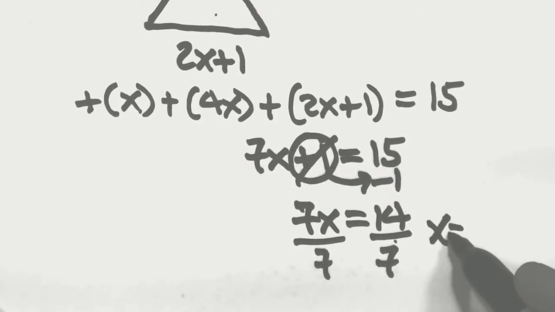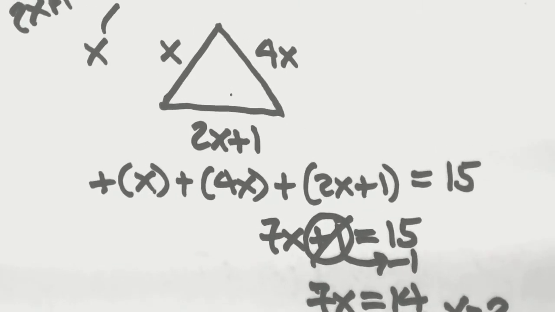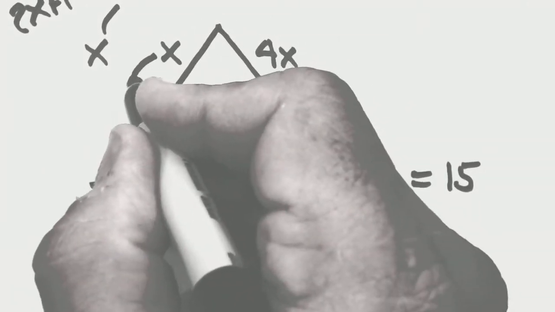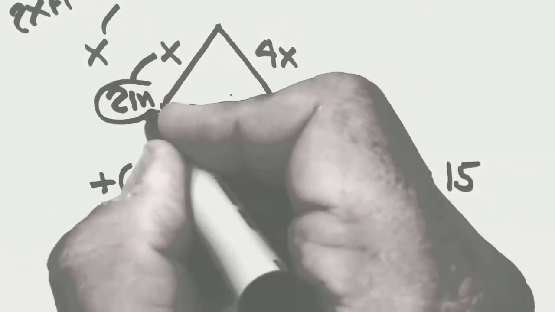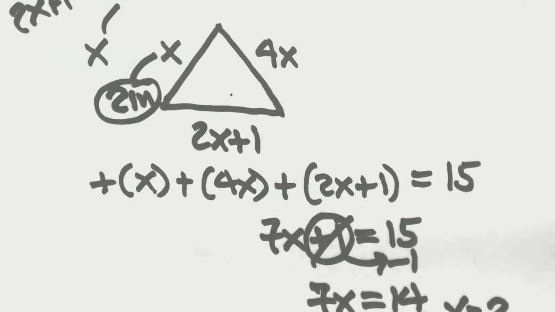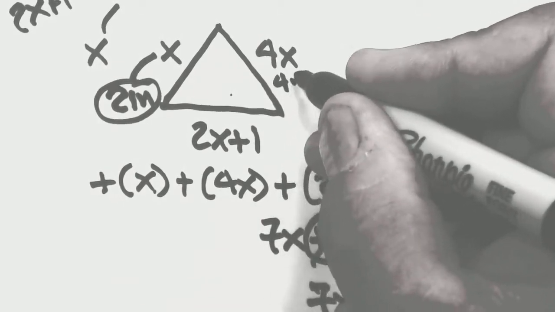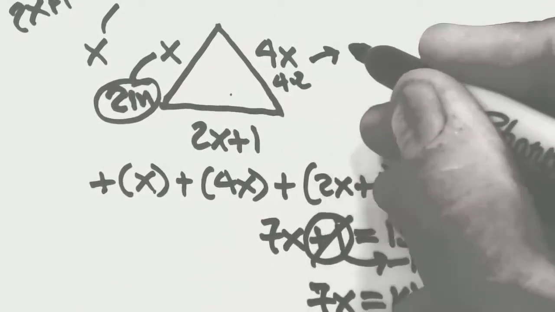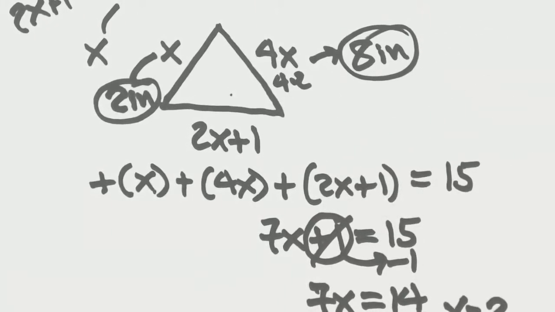So x equals 2. That we're going to use now to go back and come up with what all these sides are. That means this first side was just 2, and remember now, this is in inches, so you better put the units down. The next side here is 4 times 2, which then gives 8 inches. Okay, there's that side.